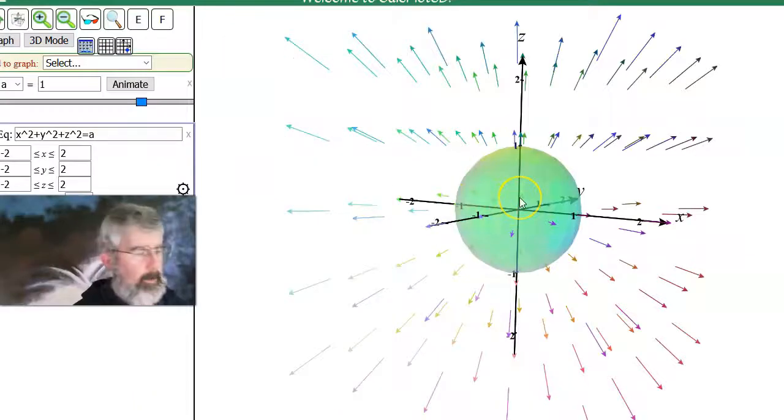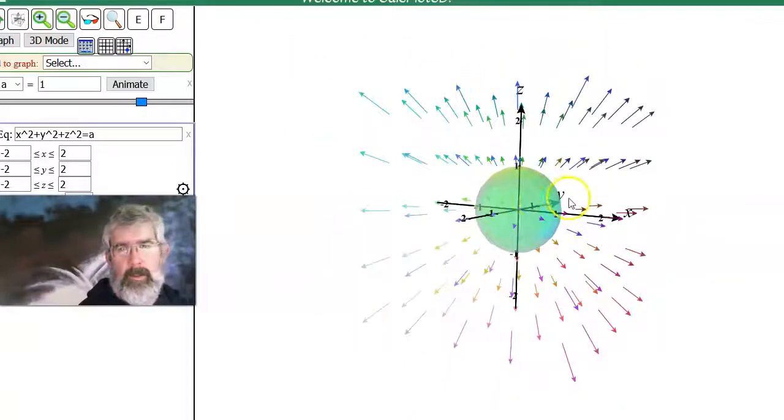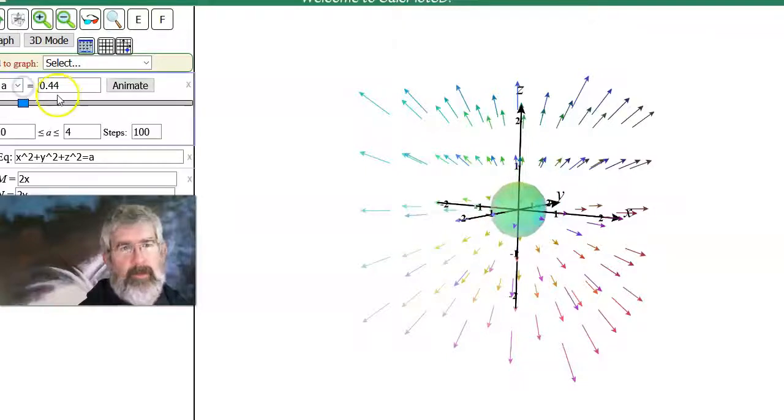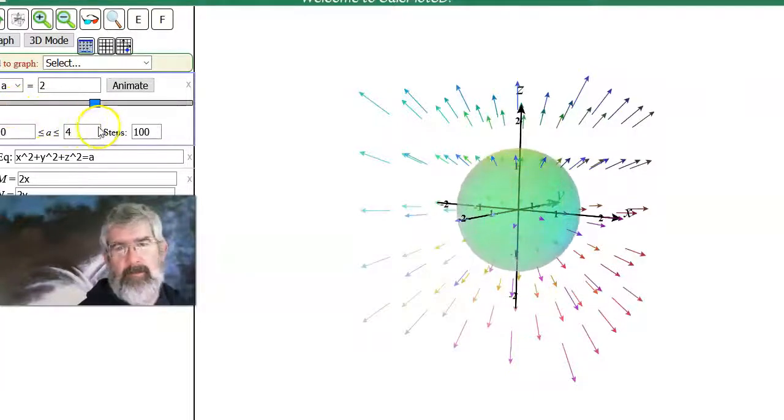So this is one level surface here. If I show you different values, I have this slider set so that the value that's showing here, 0.44, is being plugged in for A. So this is x squared plus y squared plus z squared equals 0.44. Right? The lowest it could possibly be is 0, and then the sphere goes away. And every one of the level surfaces is a sphere.